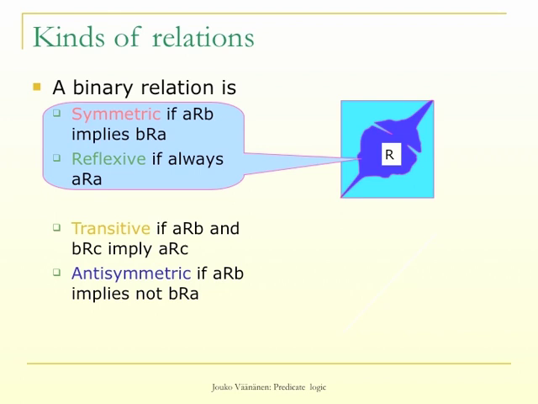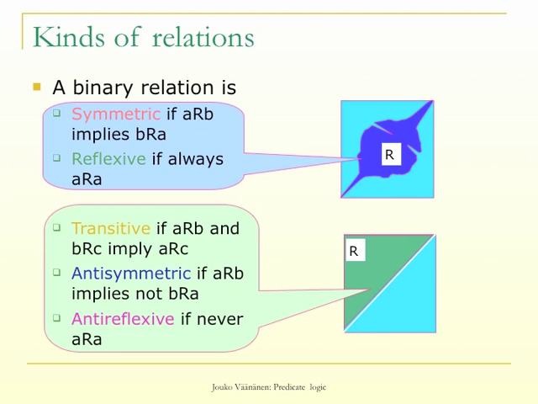A bit more complicated is the concept of a transitive relation. A relation is transitive if A R B and B R C imply A R C. A typical example is the less than relation among natural numbers, because if A is less than B and B is less than C, then A is less than C. So order relations are usually transitive.